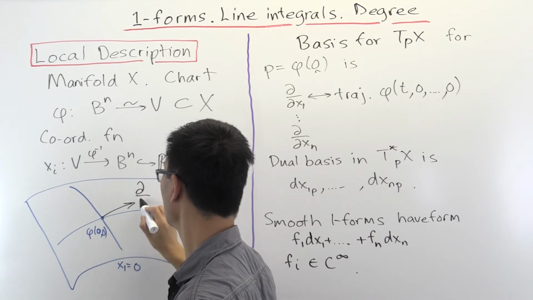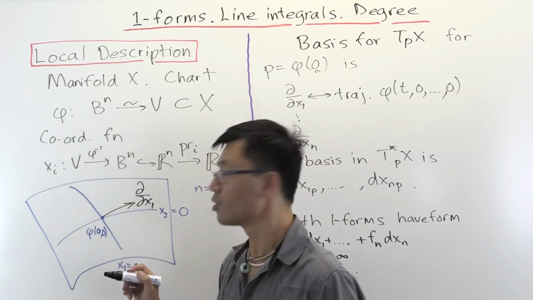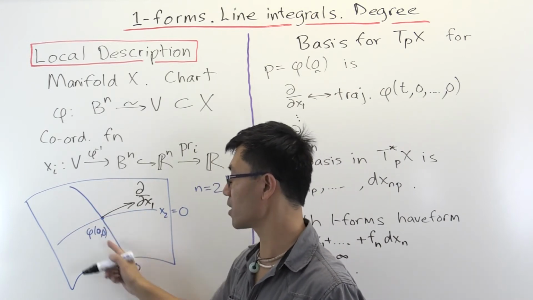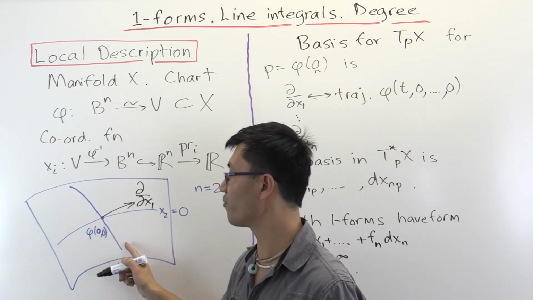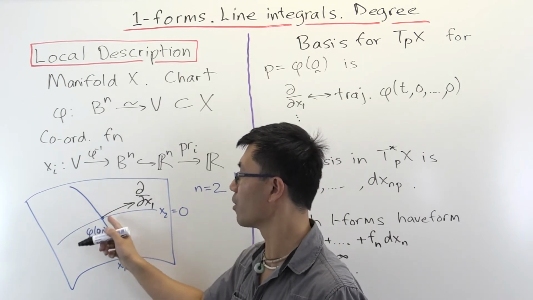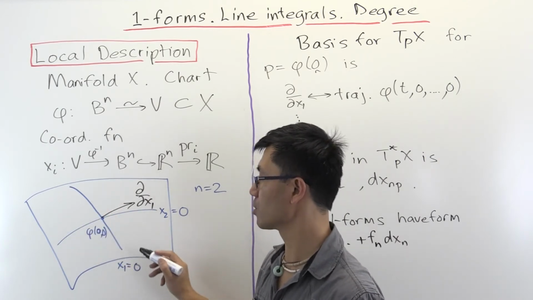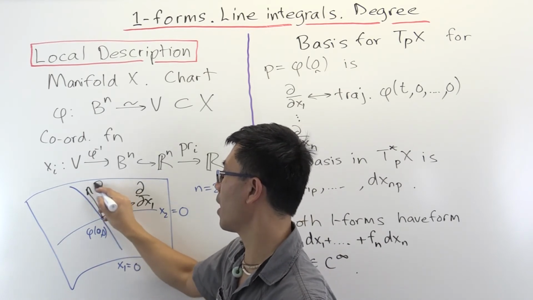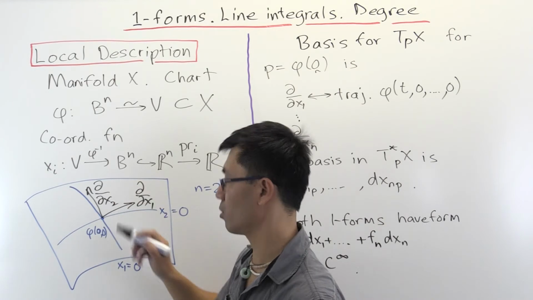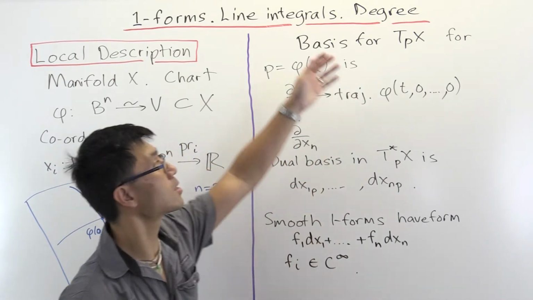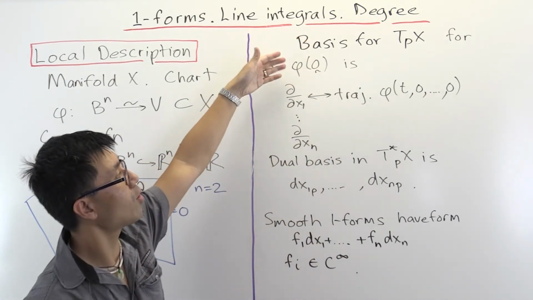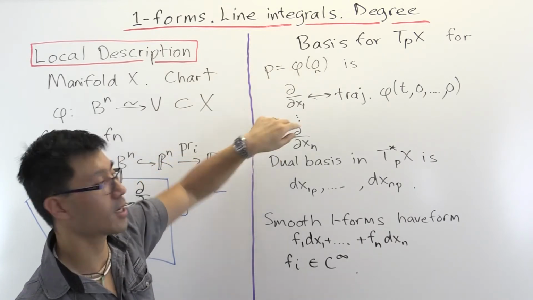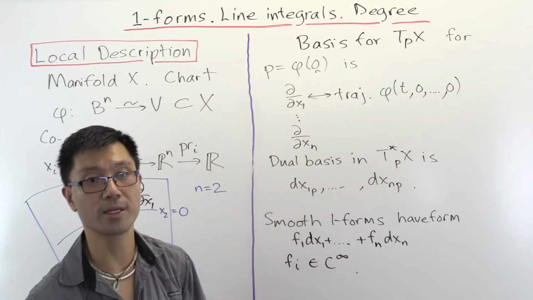So similarly, we can hold as many coordinates as we like fixed, or all but one of them fixed, and move the remaining coordinate. So here we can keep x1 equal to 0 and just change x2, and we get d dx2. And more generally, this works for n-dimensional manifolds. You get d dx1 all the way down to d dxn. Okay, so that's what's going on here.